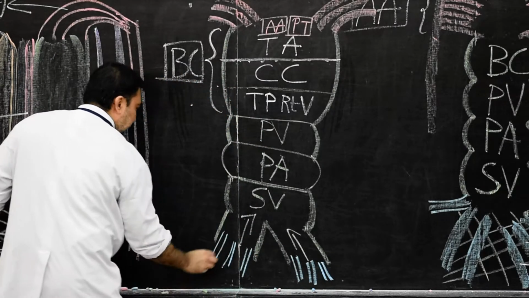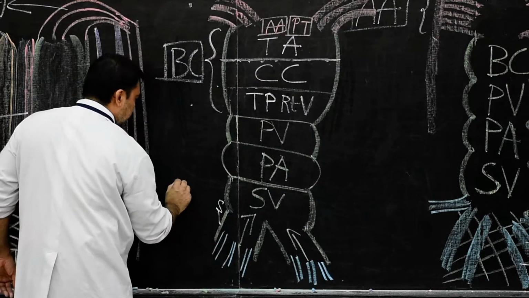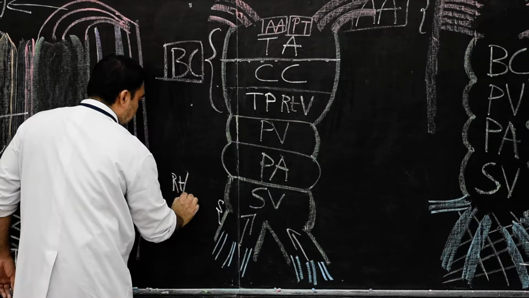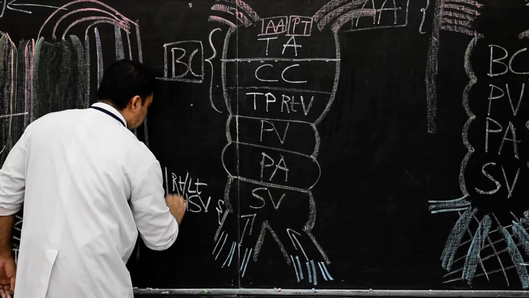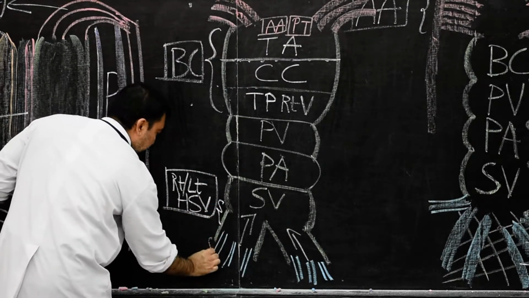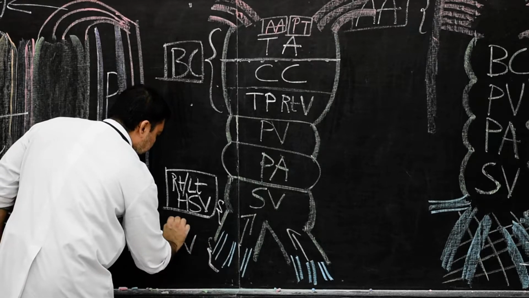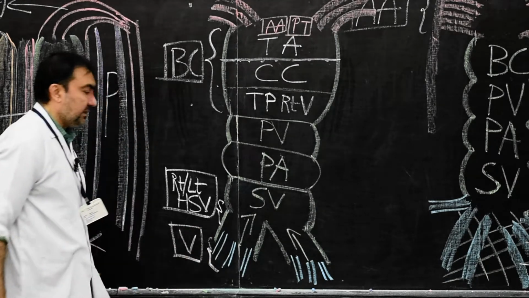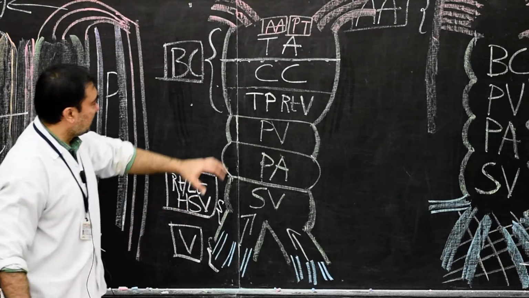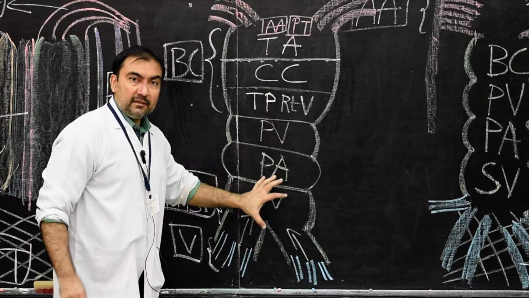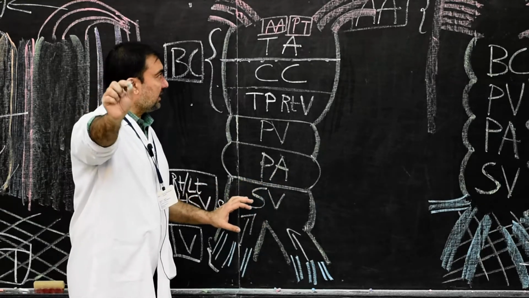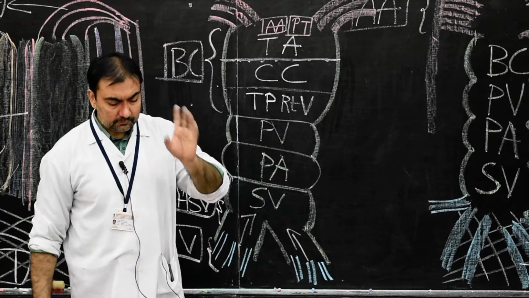Here we will name this as the right and left horn of sinus venosus, and each will receive the veins. We know that common cardinal, umbilical and vitelline veins. So this is the final development of the endothelial heart tube.